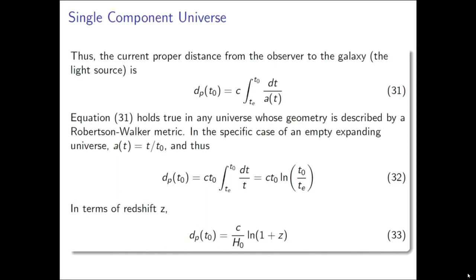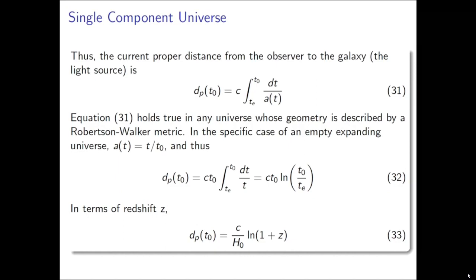In the specific case of an empty expanding universe that we are taking in this case, a(t) is equal to t by t_0, which is the relation we have used before also. So the proper distance at the present moment is given by c times t_0 times the integral from t_e to t_0 of dt by t, from the relation that we have seen, a(t) is equal to t by t_0. Since t_0 is constant, we can take it outside. So it is equal to c t_0 times ln of t_0 by t_e.